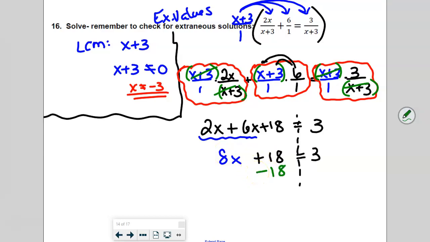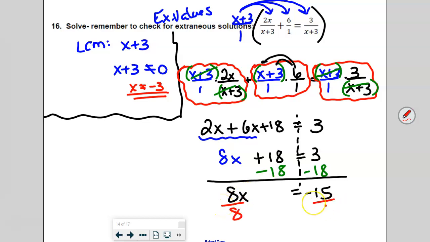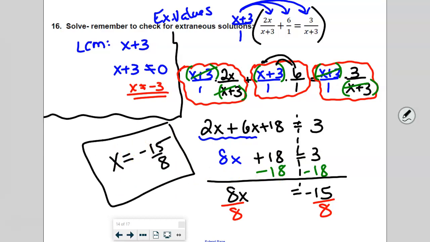And then we're going to subtract 18 from both sides. Hello, words. 8x equals negative 15. And then finally, I'm going to divide both sides by 8. Now remember, a long time ago we said x cannot be negative 3, and we surely did not get that as an answer. Negative 15 over 8 is our solution, and we get to keep it.